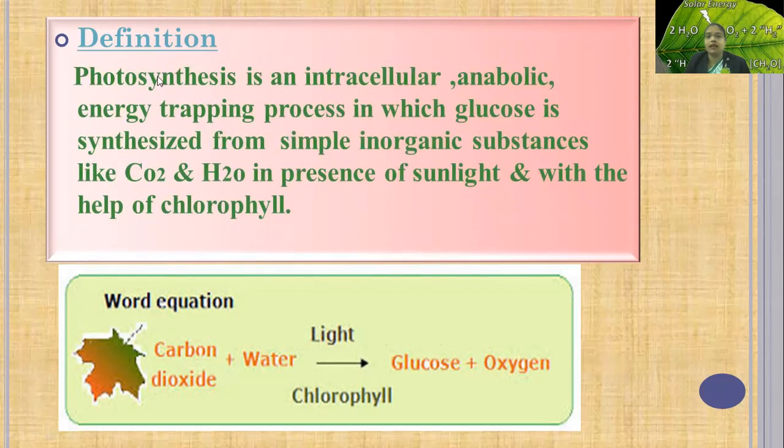So once again, definition of photosynthesis: an intracellular anabolic process, with energy trapping, in which glucose or food is synthesized from simple inorganic substances like carbon dioxide and water in the presence of sunlight and with the help of chlorophyll.